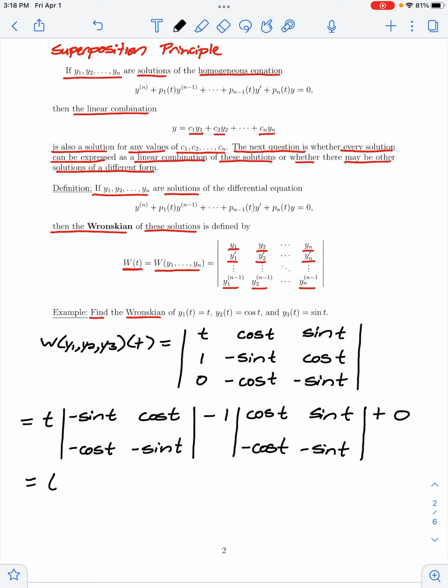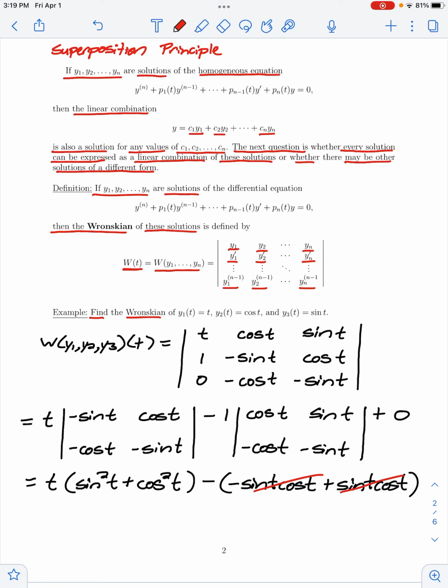So we are left with t times the determinant of this first 2 by 2 matrix gives us sine squared t minus a negative, so plus cosine squared t. Then we have minus 1 times the determinant of that 2 by 2 matrix would be negative sine t cosine t minus a negative, so plus sine t cosine t. And so we see that these terms cancel, and from the first term we have t times the sum of sine and cosine squared of t would be 1. So we are left with t for this Wronskian.